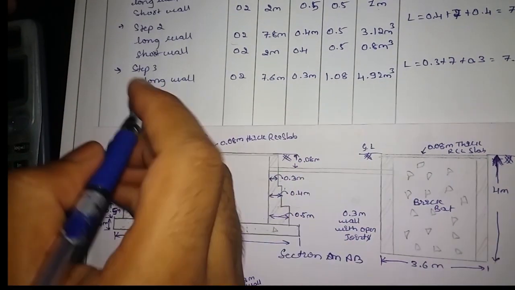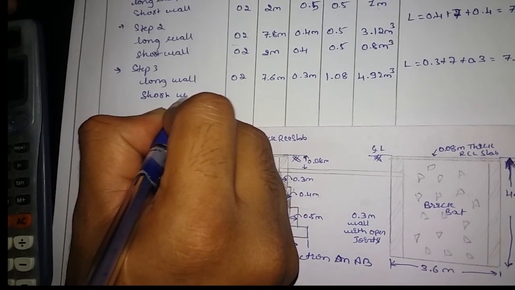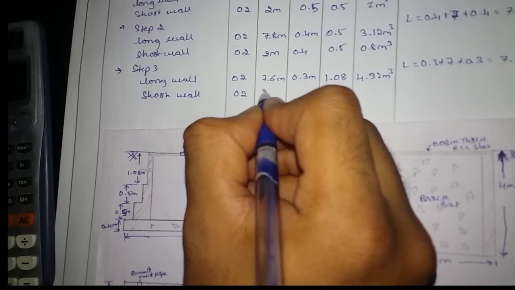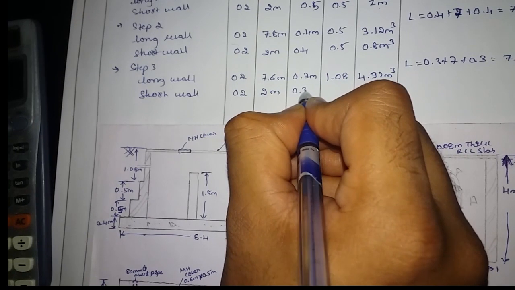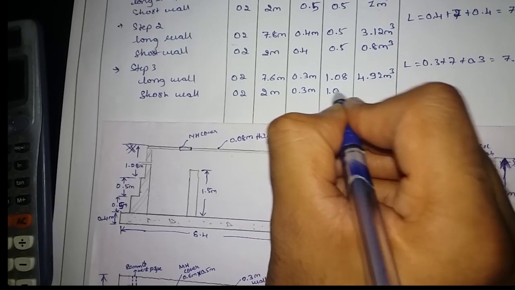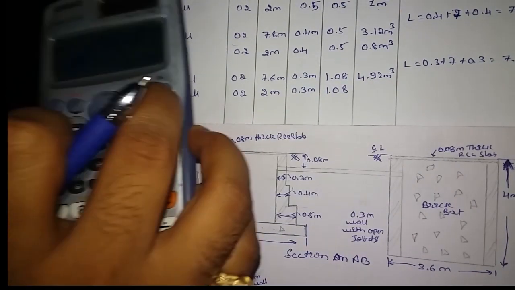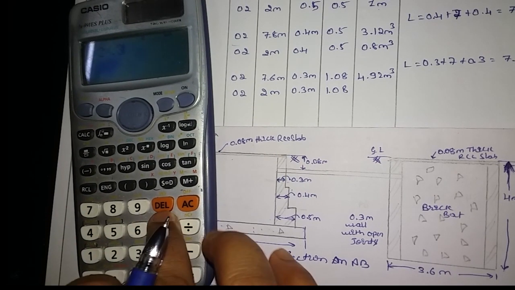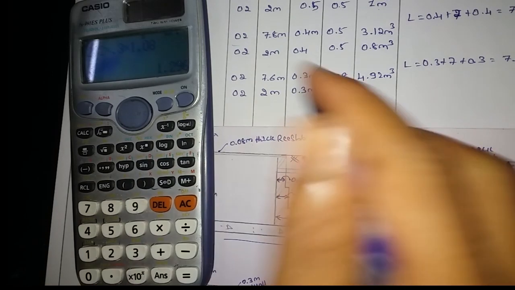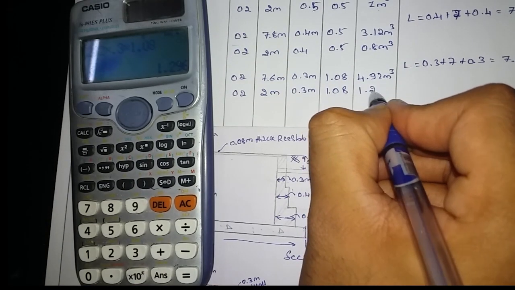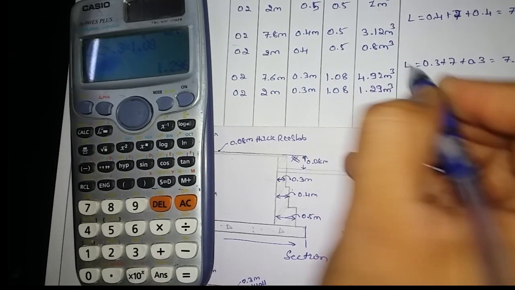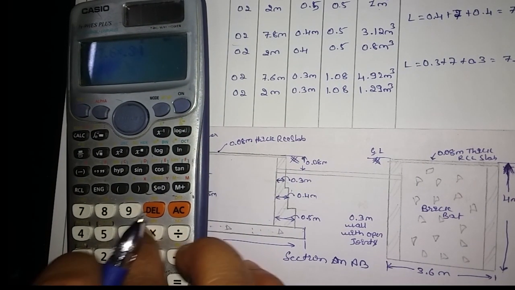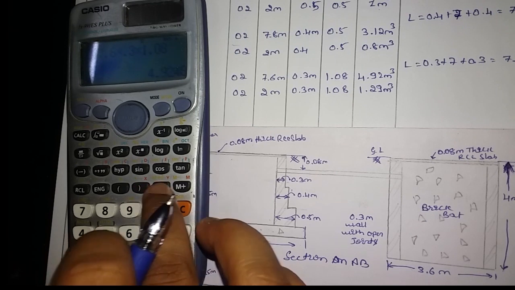So similarly find out for the short wall. Number of short wall is equal to 2. Length of the short wall is 2 meter. Its breadth is 0.3 and depth is 1.08 meter. Now multiply all this, that is 2 into 2 into 0.3 into 1.08. How much are you getting? It is 1.29 meter cube.